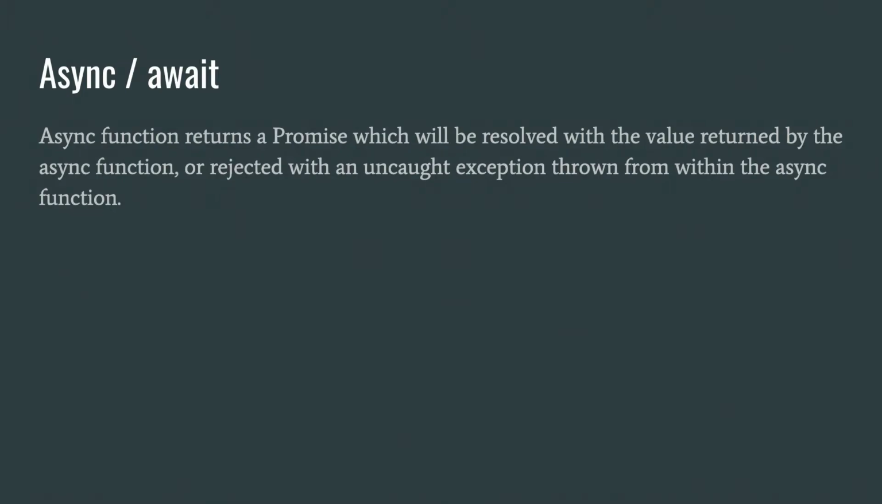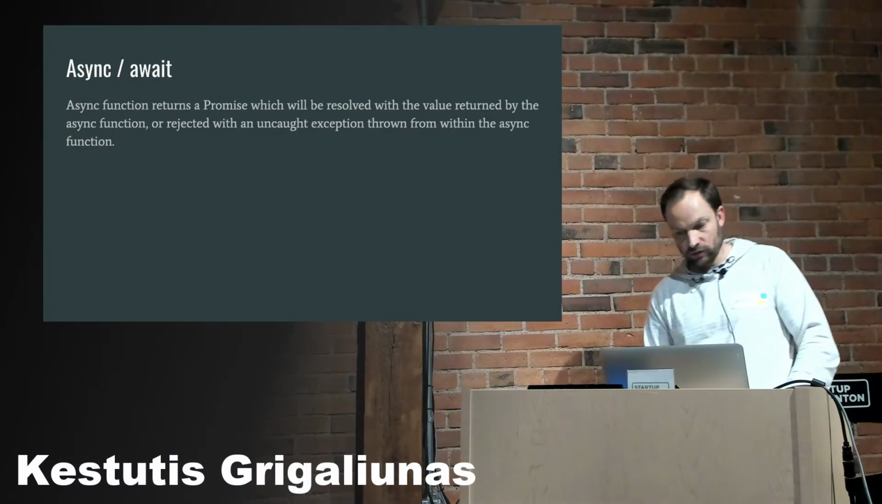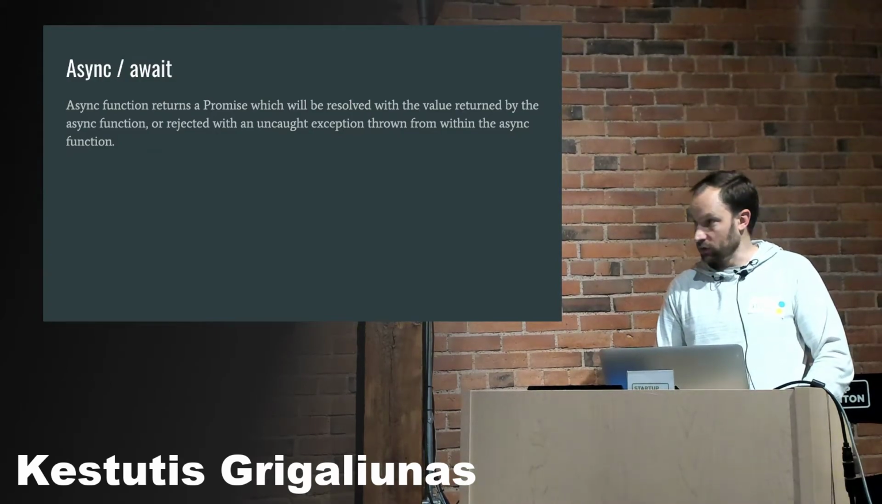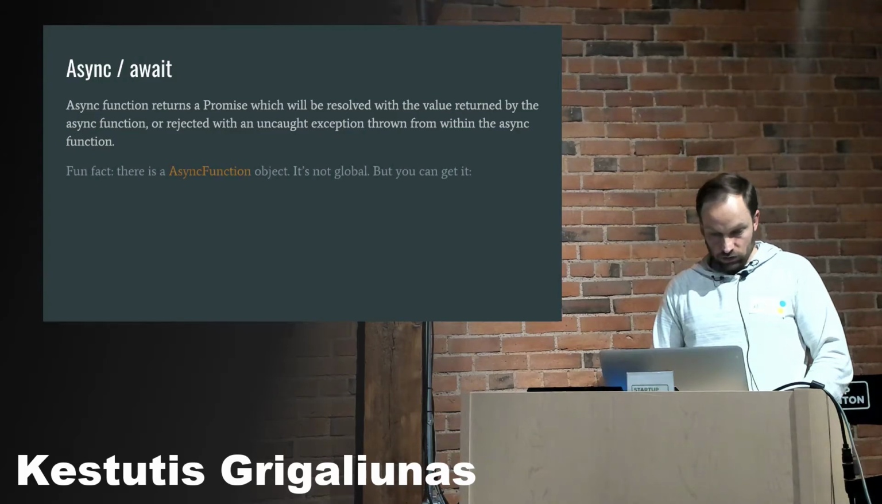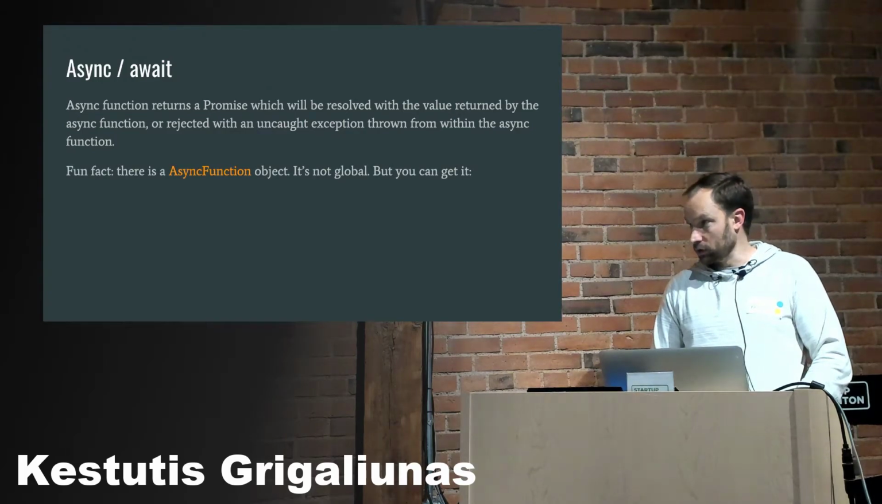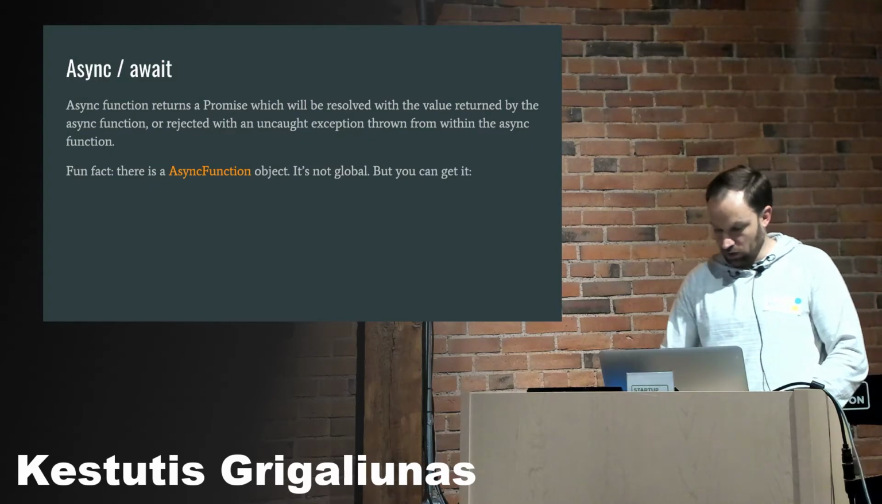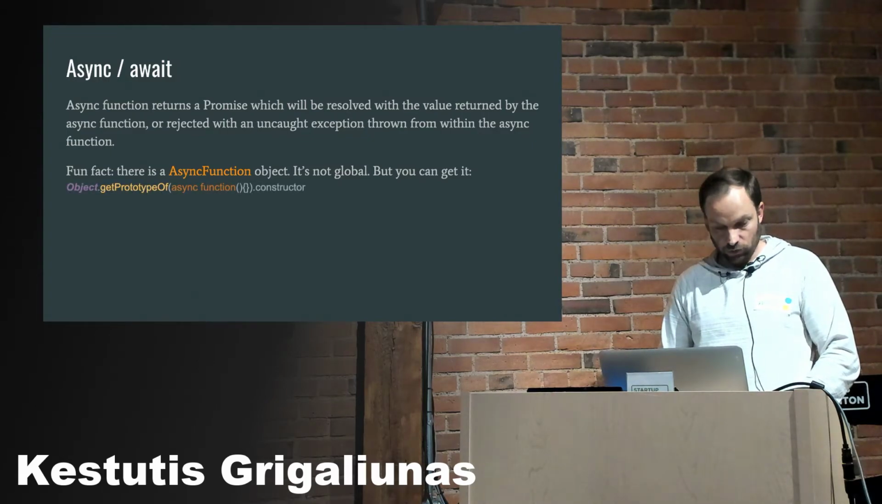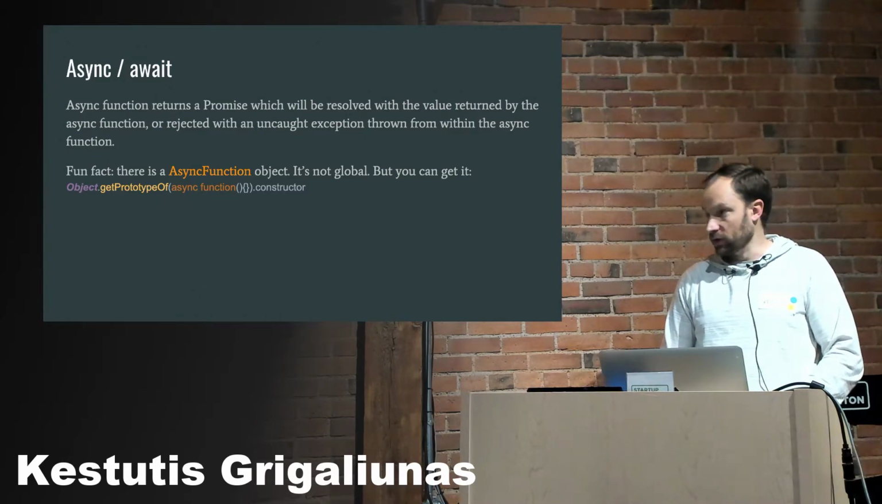Async and await. An async function returns a promise which will be resolved with the value returned by the async function or rejected with the exception. Under the hood, it's not exactly the same as promises, but it returns a promise. That way you can easily integrate it, and it works nicely with the rest of your promises. So you can get the constructor that way.